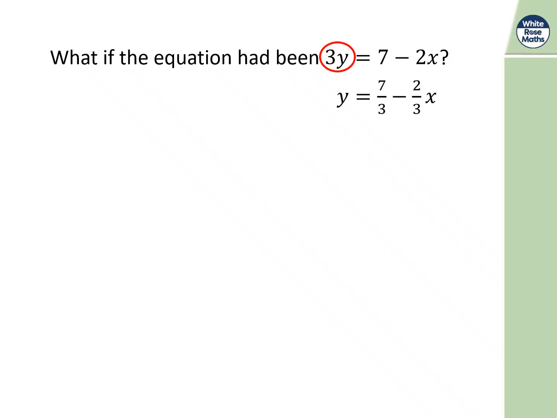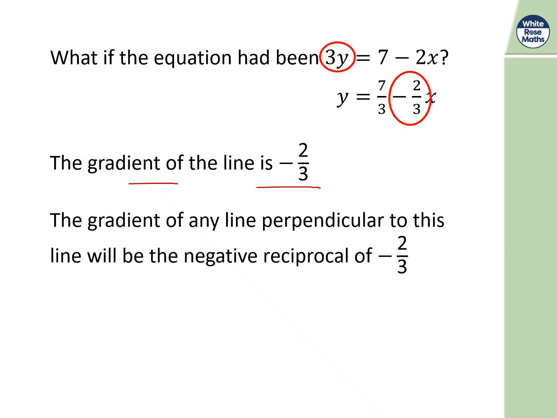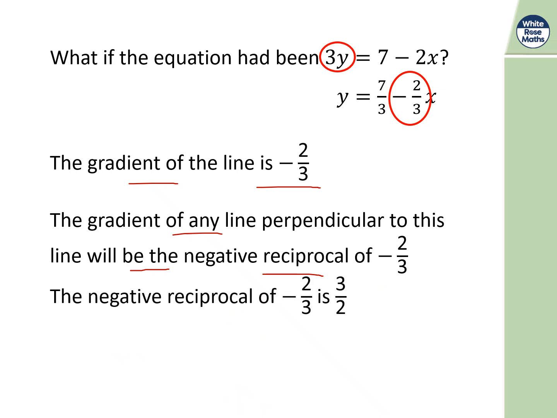There we go. So divide everything by 3 first. They got that. So the gradient of the line is minus 2/3. Spot on. The gradient of any line perpendicular to this will be the negative reciprocal of minus 2/3, so that'll be minus 3 over 2. The two minuses make a plus, hence give me 3 over 2. So they've gone for that, minus 7, that's fine.